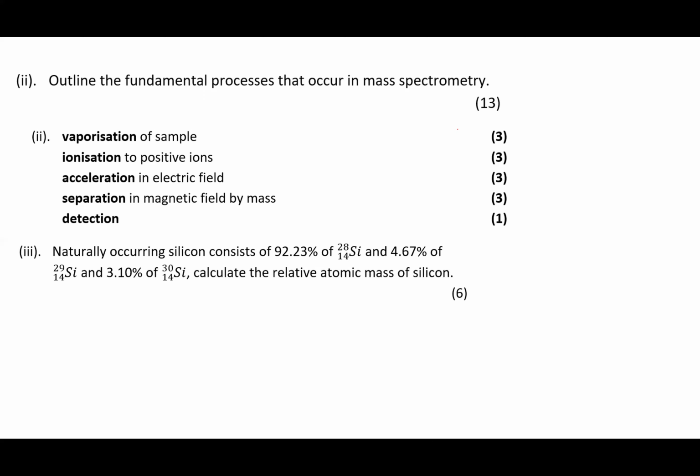Calculate the relative atomic mass of silicon. So you multiply the percentage by the mass number, so 92.23 by 28 plus 4.67 by 29 plus 3.1 by 30, all over 100. And that gives you 28.18087, and you can see where the marks are given there. Okay, so that's question 10 done and dusted.